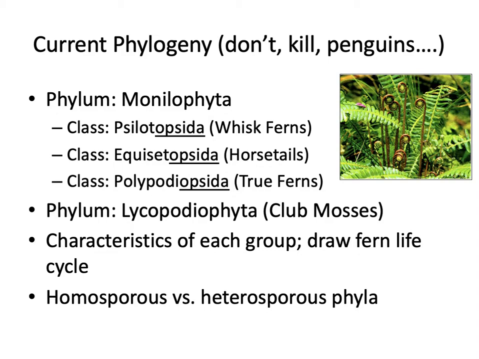Now, the definition of these terms: homosporous means it produces one kind of sporangium, and heterosporous means two kinds of sporangia. In either case, the sporangium makes the spores, and the spores germinate to re-establish the haploid gamete-forming generation called the gametophyte.